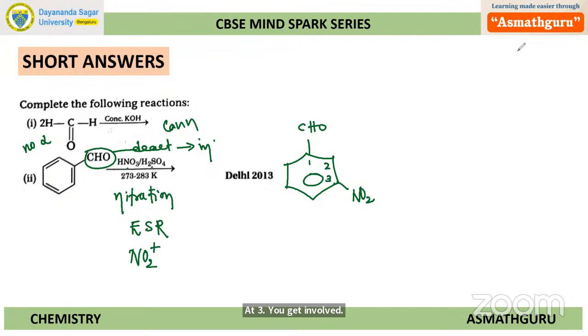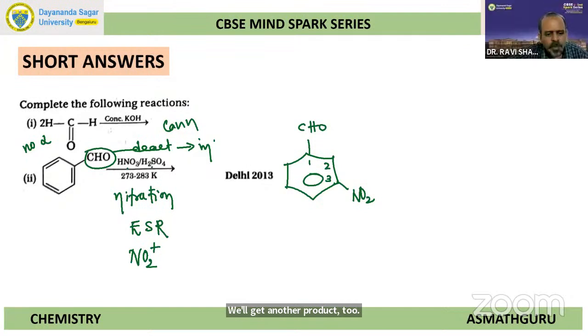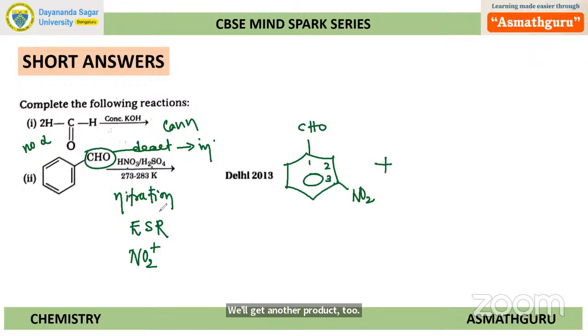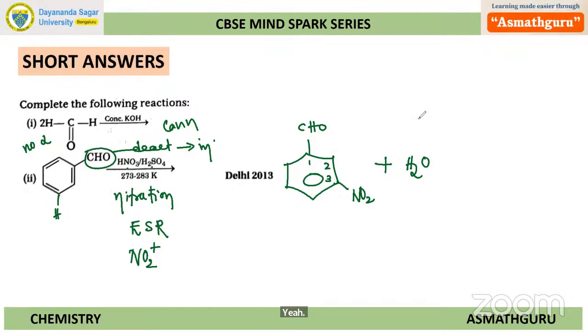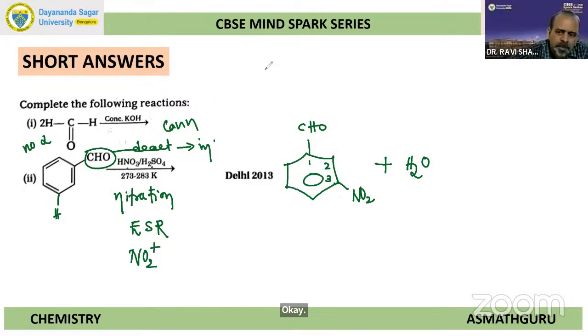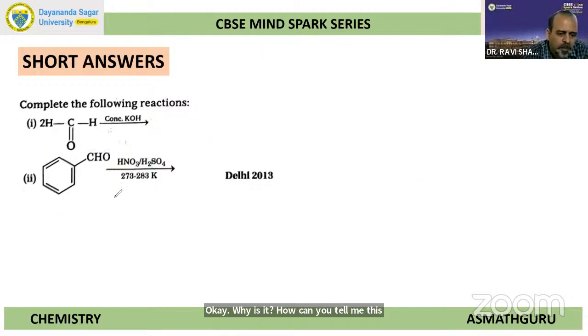So we'll get another product too. No, you will not get another product. What is the other product? Water, a by-product. Because here there is one H, no. H will combine with OH to form what? Water. Okay, sir. Why, sir? How can you tell like this? Exactly speaking, this takes place like this.